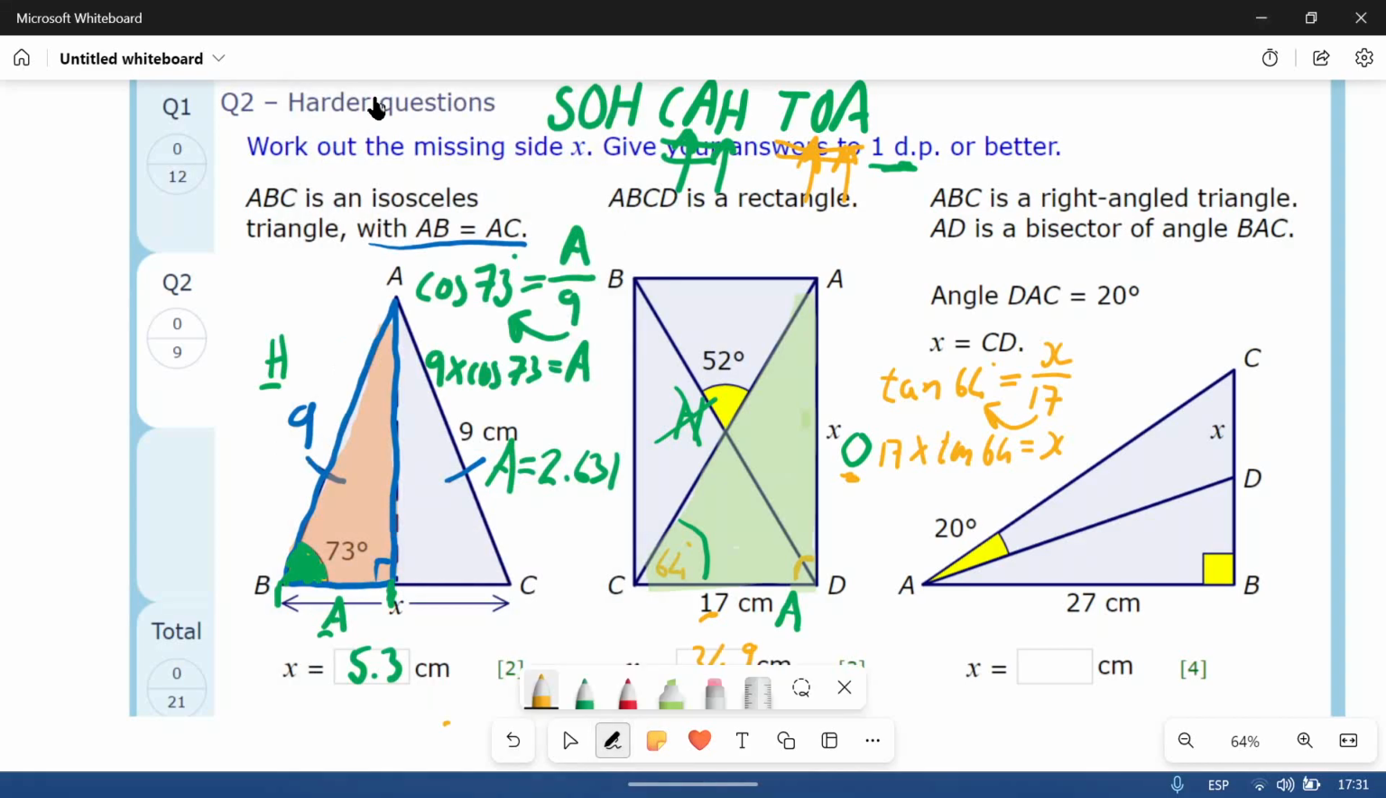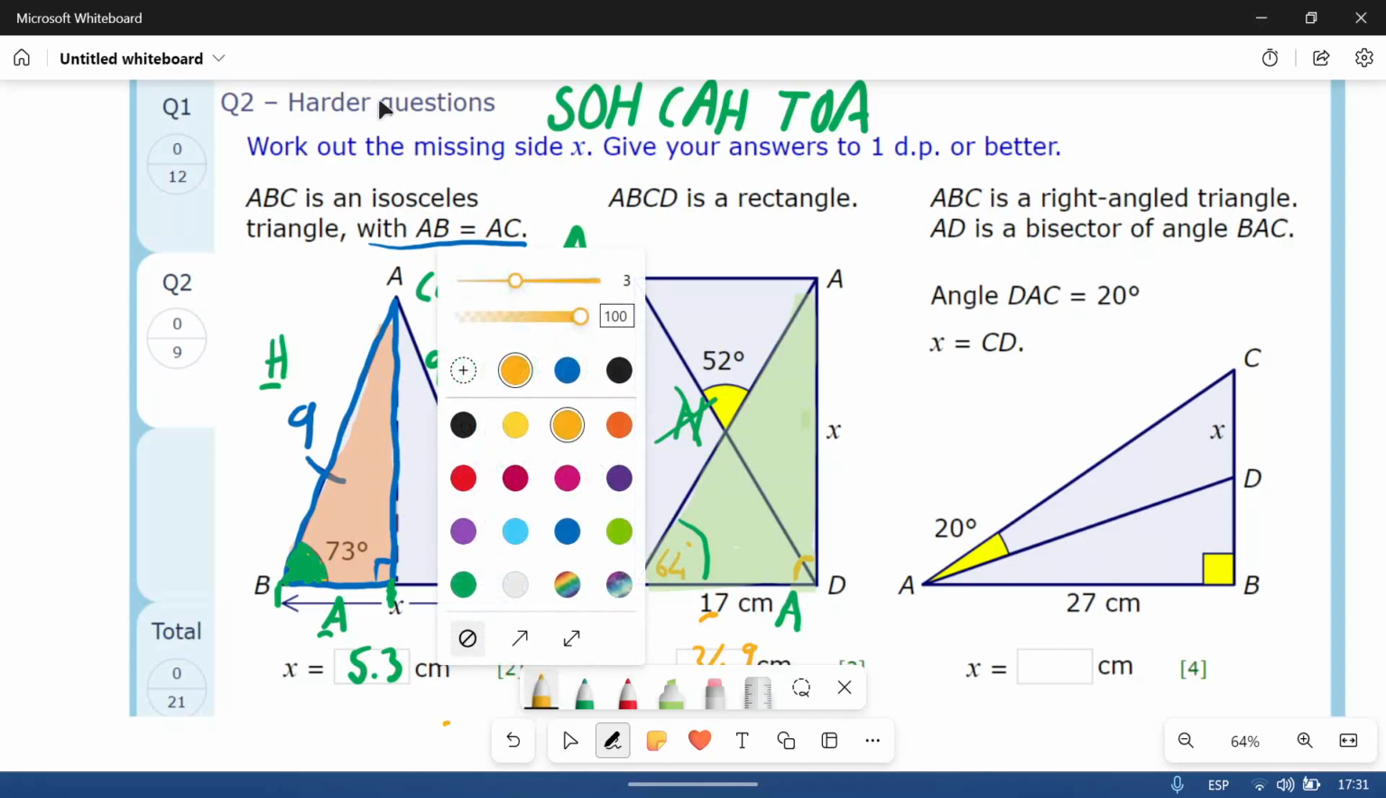Okay, it's all going really well. I need to make some space now for the last question. I'll rub this out, all that clutter. Okay, yeah, so we've got a nice lot of space. Let's pick a nice color, and let's go. Last question.